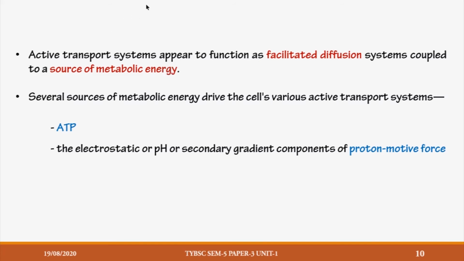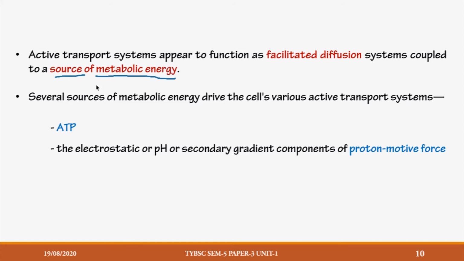Like there was a carrier protein in case of facilitated diffusion, you will get a similar type of transport protein required for active transport as well. But then what is the difference between active and facilitated? The difference is, active transport requires a source of metabolic energy, while there is no requirement of energy for facilitated diffusion.